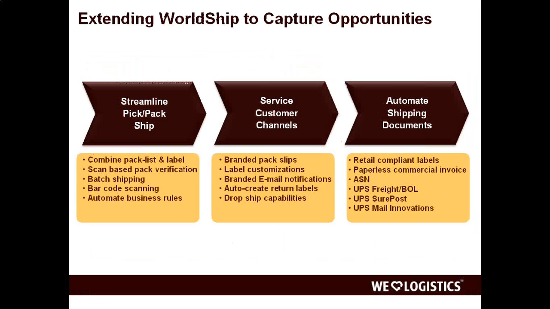So given the drivers and the increased complexity in the warehouse and the cost savings opportunities, we see three areas where our customers can drive value. One is around streamlining the pick, pack, ship process. We've talked about that with things like the combined pick ticket label, applying barcode scanning, things like pack verification, making sure what's on the order is actually going into the box.